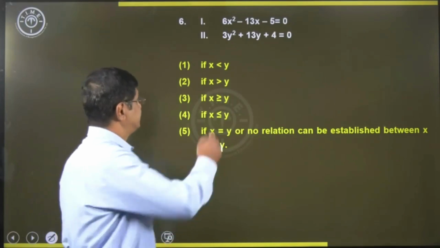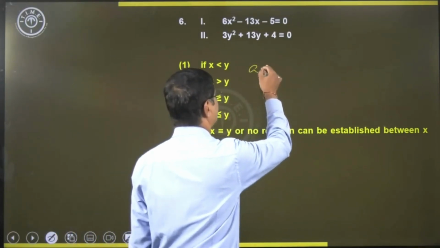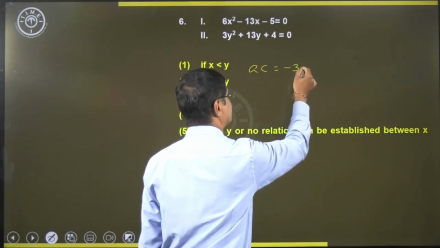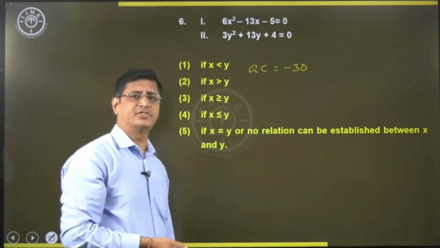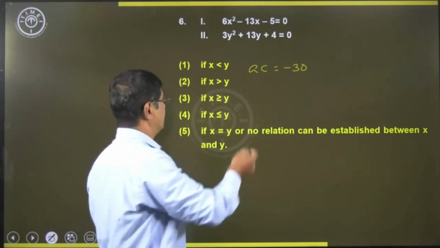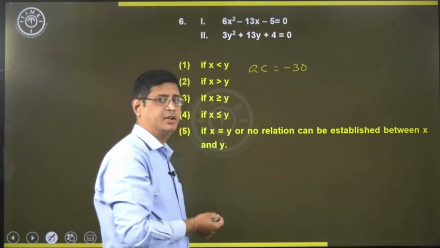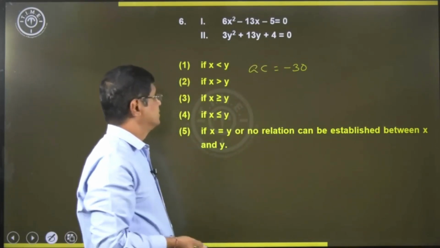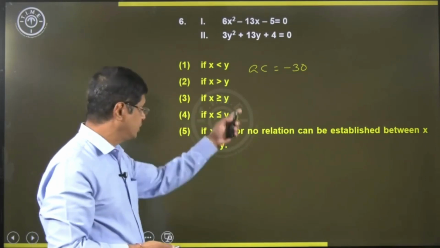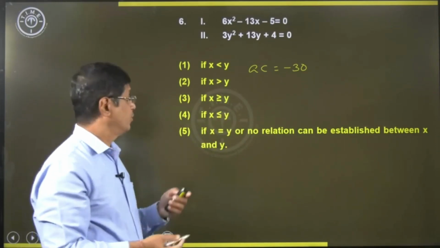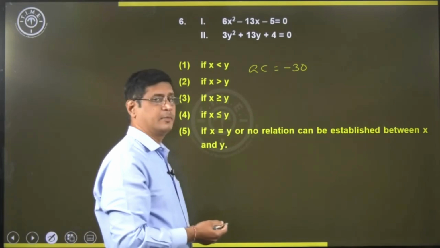Now 6 into 5, that is minus 30. 6 into 5 is 30 and the sign is negative, so minus 30. Then what about the middle term? Middle term is 13. How to get 13? By using 30 as a product. Product is 30 and the middle term is 13.